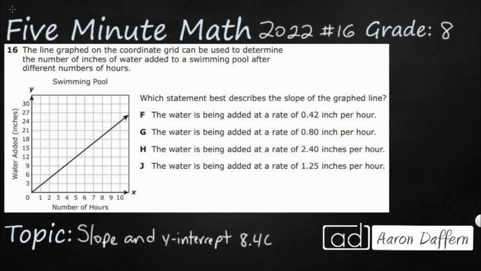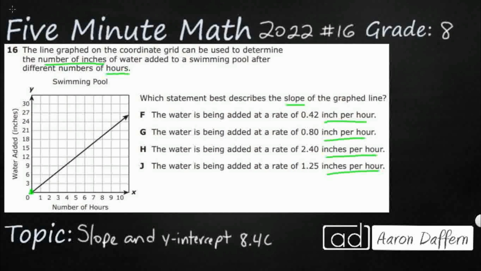So we've got a line right here on a coordinate grid. It can be used to determine the number of inches of water added to a swimming pool after a different number of hours. So we see inches per hour. That is really what we're looking for here. But we don't have any points plotted. We can tell that it is going to be proportional. It's going through the origin there. So we're looking for the slope.